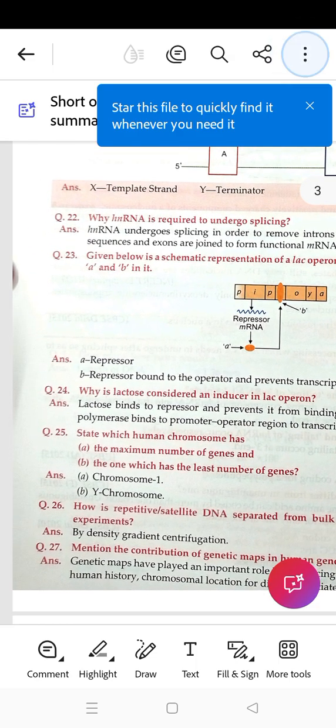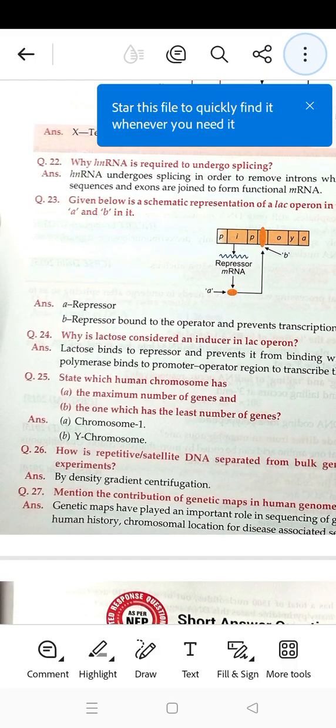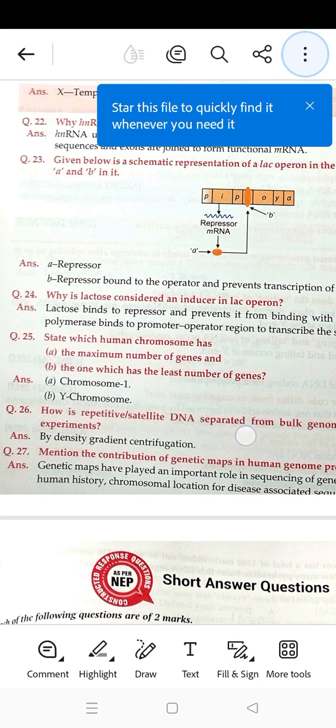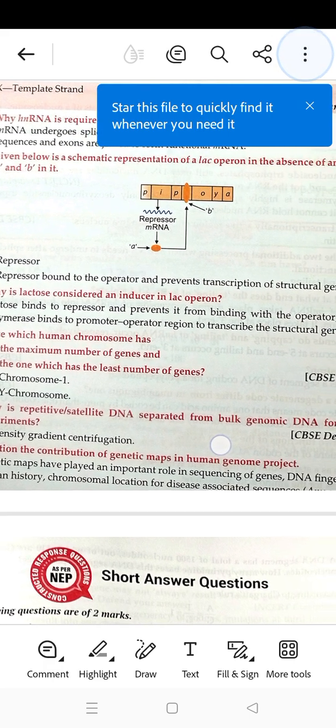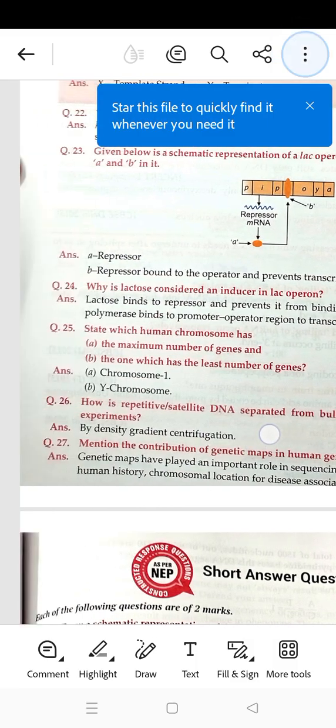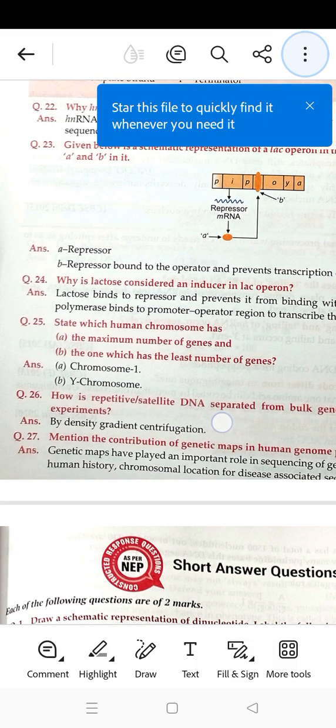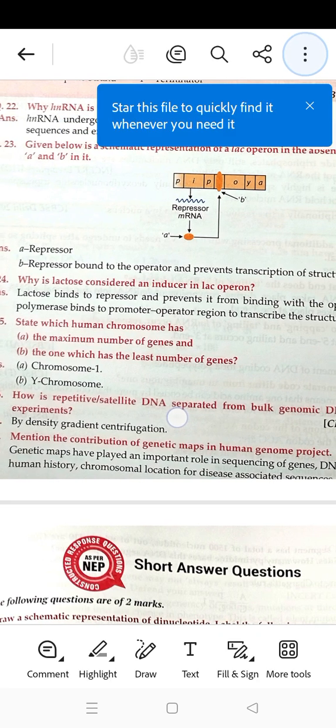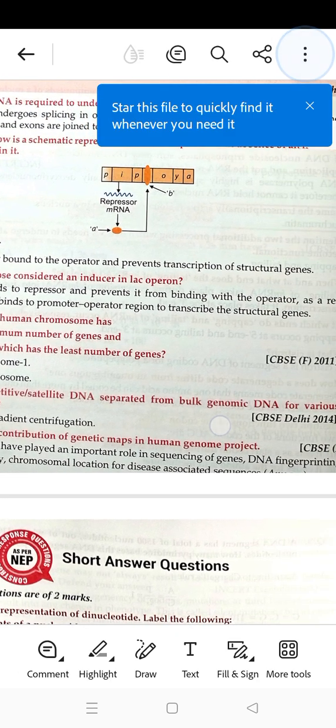Now, question number 24. Why is lactose considered an inducer in lac operon? So lactose binds to repressor and prevents its binding with the operator. As a result, RNA polymerase binds to promoter operator region to transcribe the structural genes.